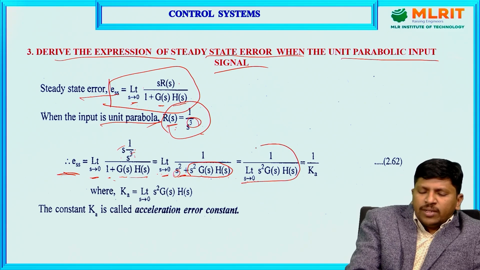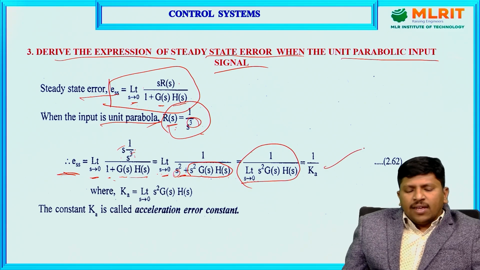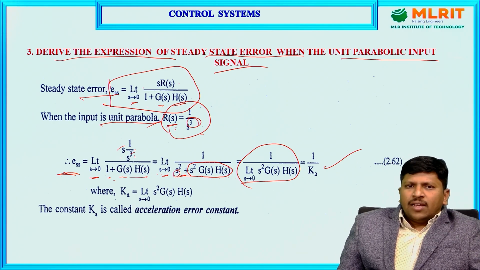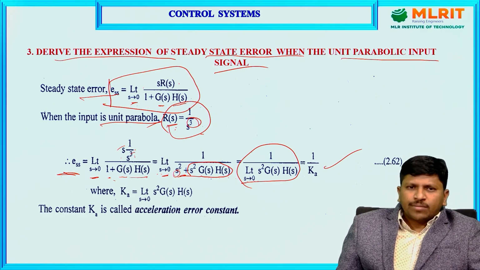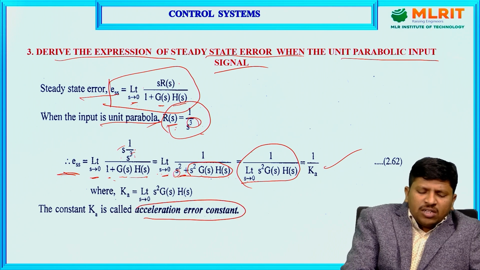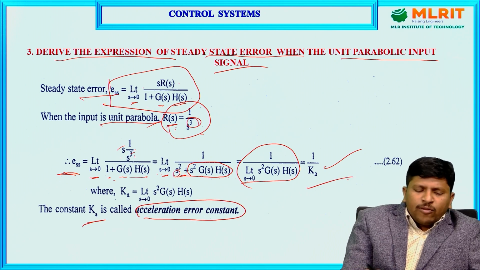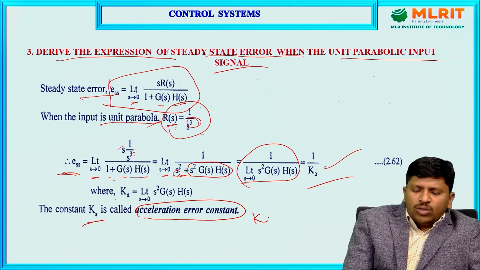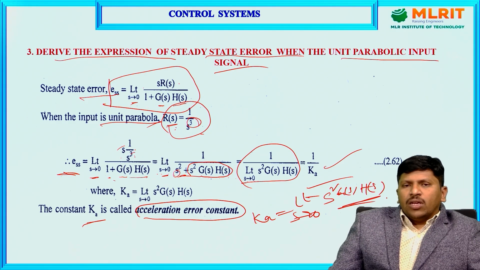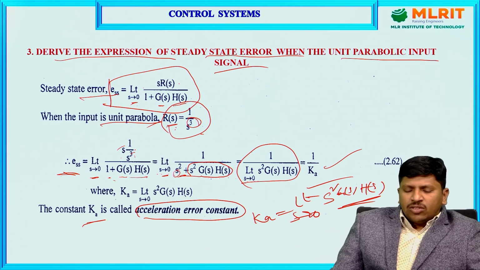This term is nothing but the acceleration error constant, or parabolic acceleration error constant, that is the Ka. So we know Ka equals what? Limit s tends to 0, s square into G of s into H of s.